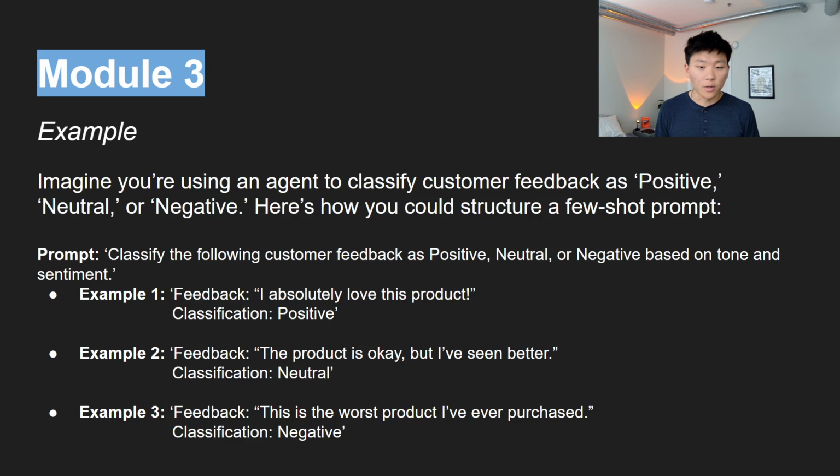So here's an example where, let's say you're using an agent to classify customer feedback, and it can be positive, neutral, or negative. And then you can prompt it by showing these examples of what a positive feedback looks like, what a negative feedback looks like, and what a neutral feedback looks like, which is going to help the consistency of the agent's responses coming back.